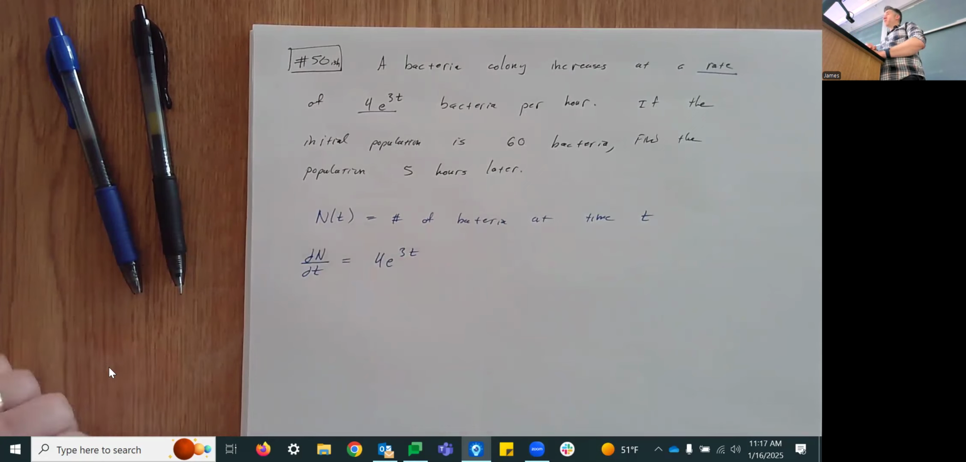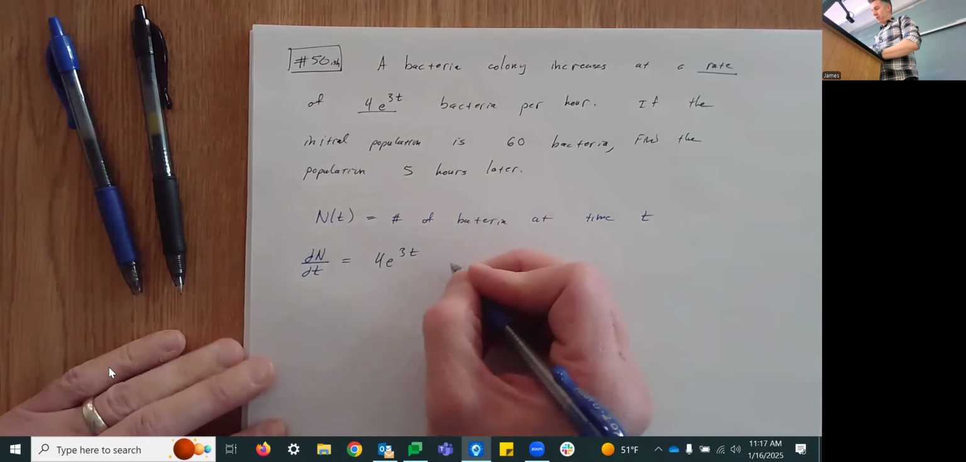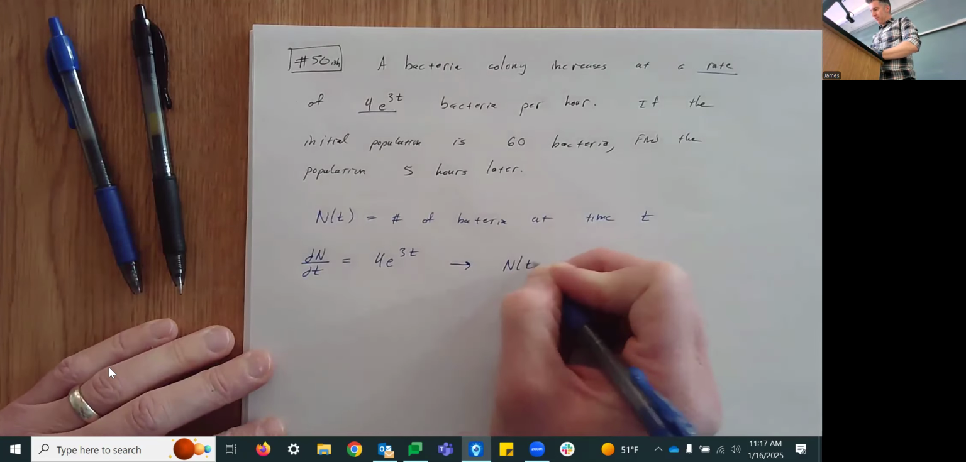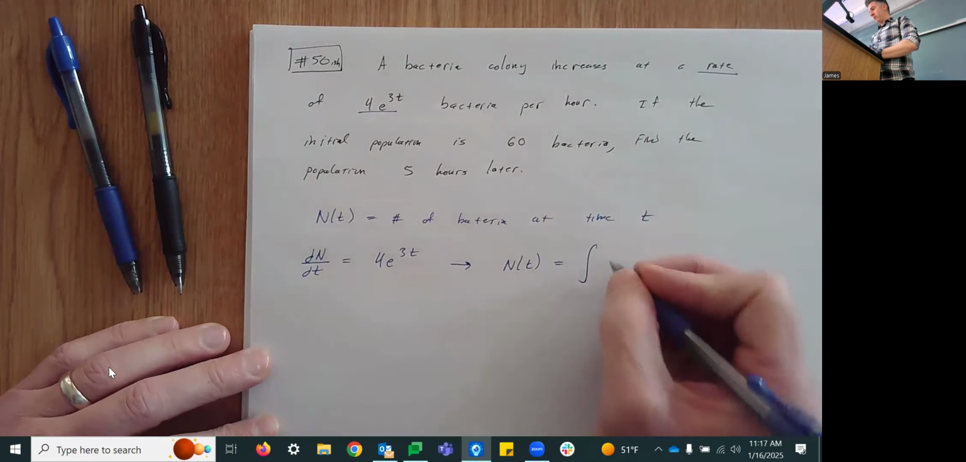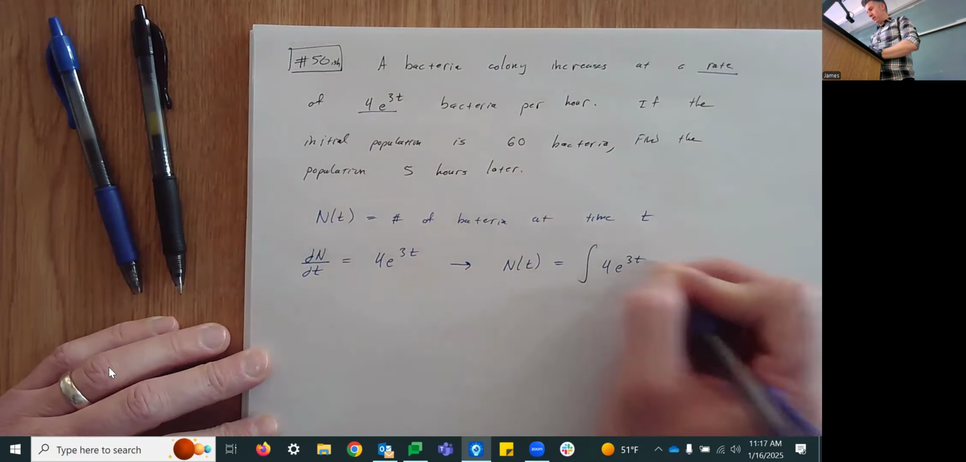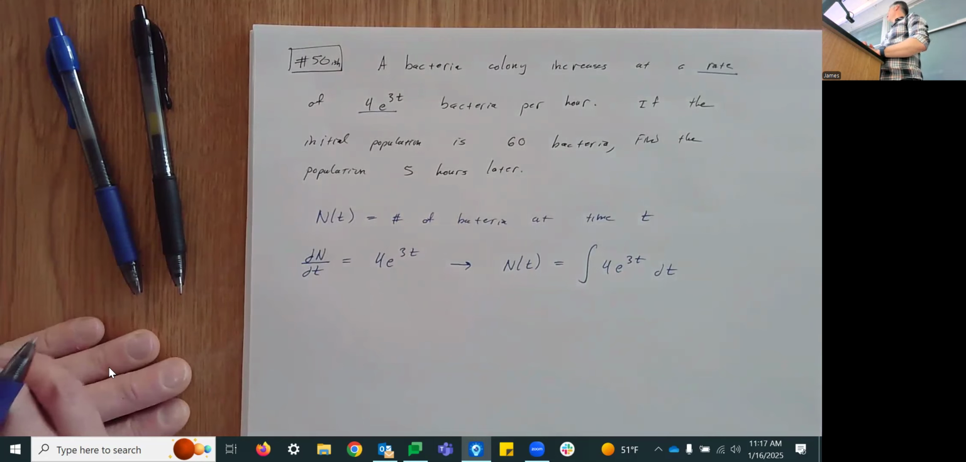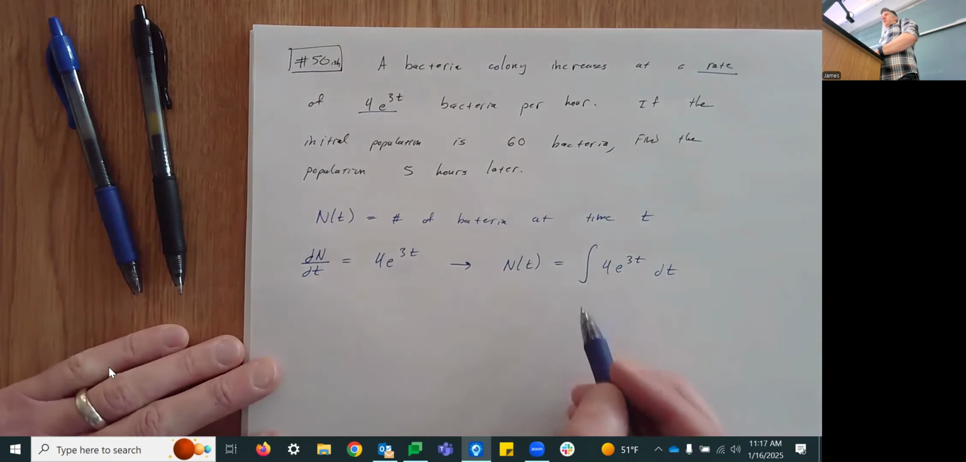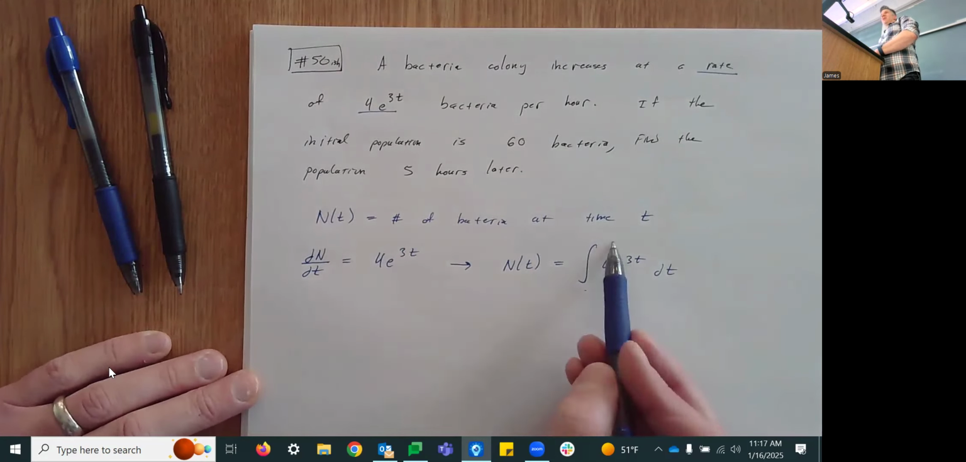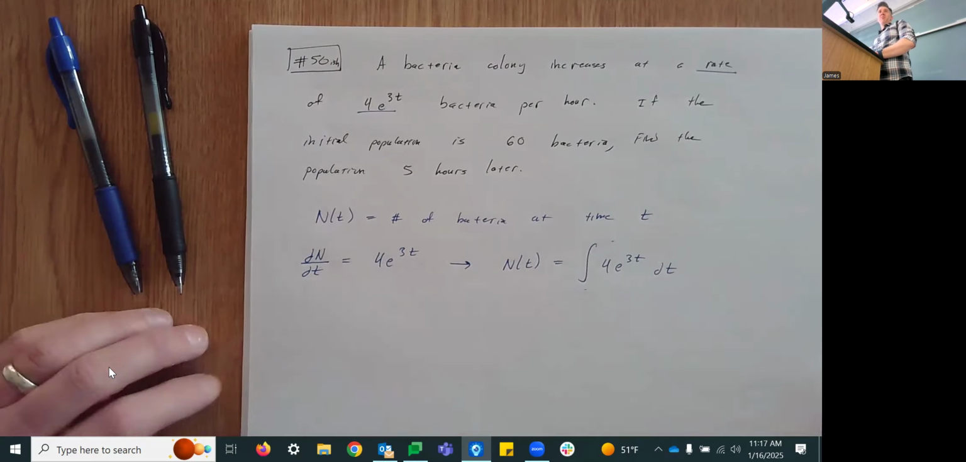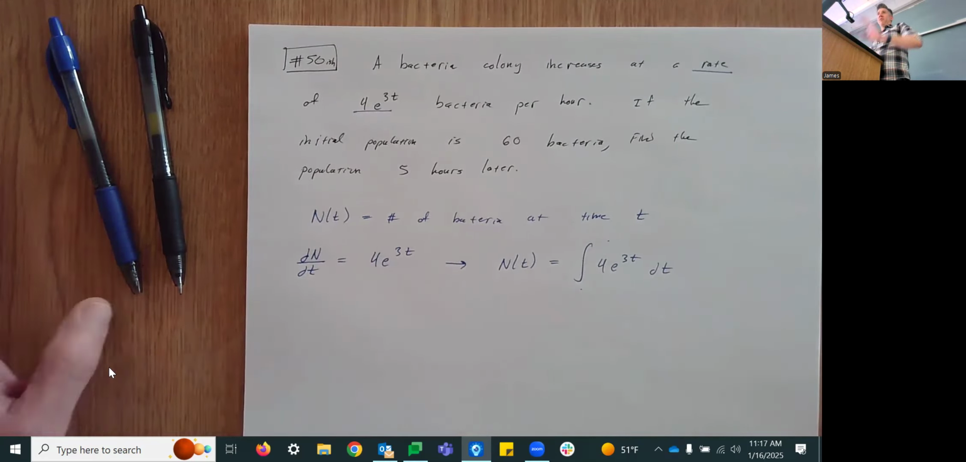So if you know the derivative of something and you want to find the actual function, what do you do? The antiderivative. So we're going to say that N of t is equal to the antiderivative of 4e to the 3t dt. If you really wanted to be super extra about it, you could throw in some limits of integration here and make this from 0 to t or something. I find that to be more trouble than it's worth. I'm just going to find the antiderivative, throw in a plus c, and then figure out what the c is based on the initial condition.